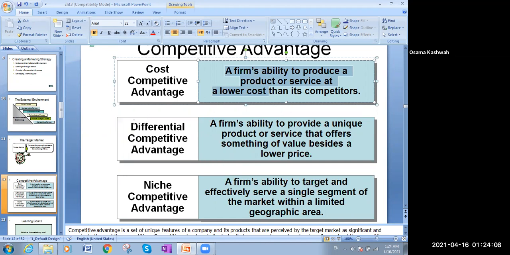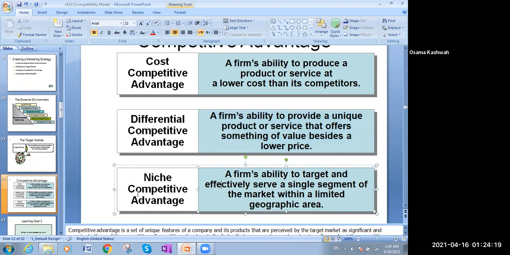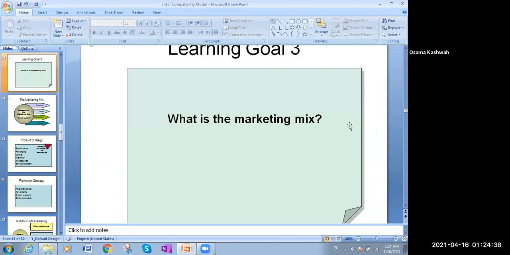Differential competitive advantage. And this is another point, a firm's ability to provide a unique product or service that offers something of value besides a lower price. Niche competitive advantage, a firm's ability to target and effectively serve a single segment, only one segment of the whole market within a limited geographic area. Like I'm telling you, I will serve the northeast coast. This will be my target.